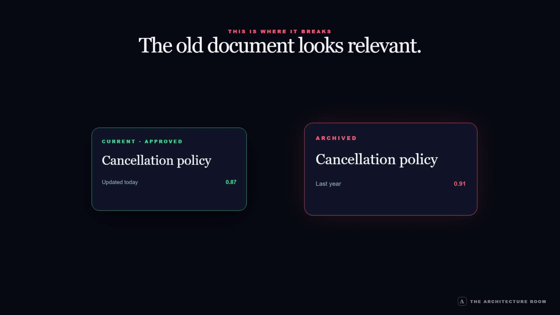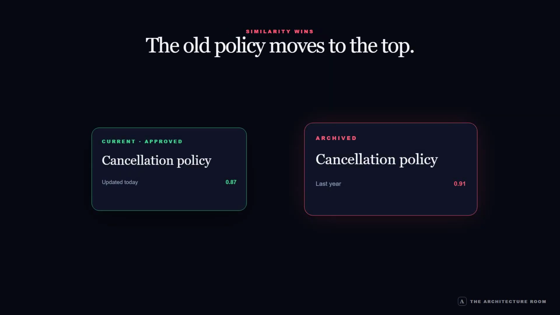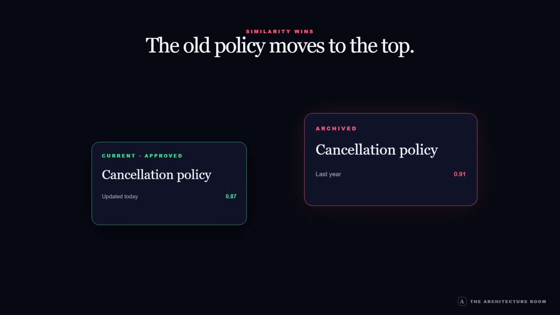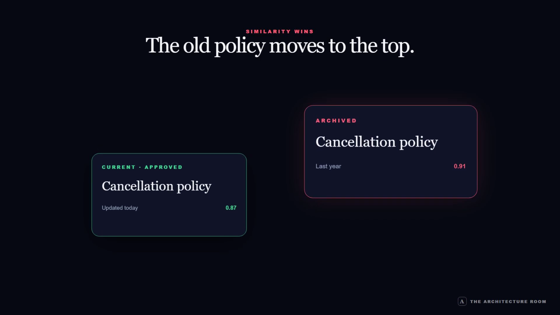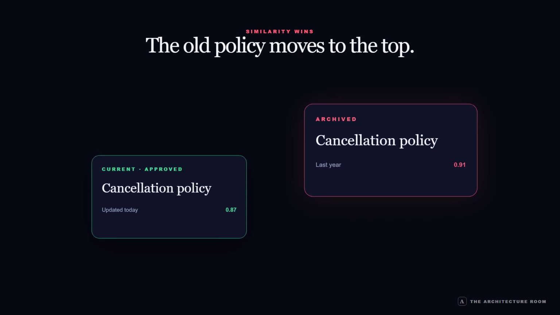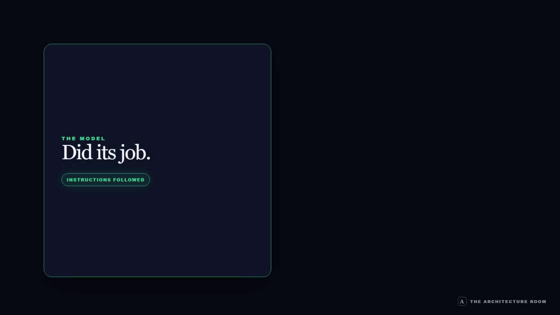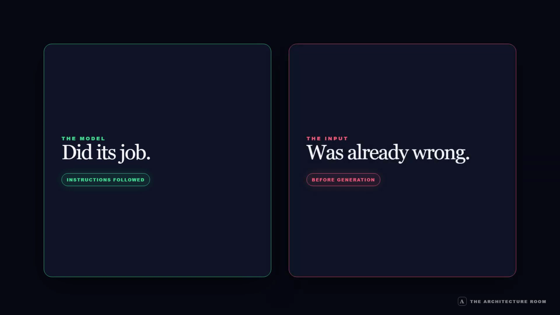Here is where the problem begins. The old document uses words that are very similar to the customer's question, so the search places it first. The system then gives that old document to the AI. The model reads the evidence and produces the wrong answer. The model followed its instructions. The wrong information reached it before it started writing.